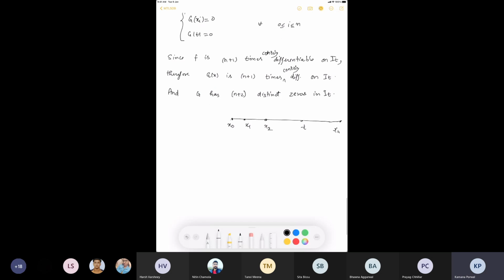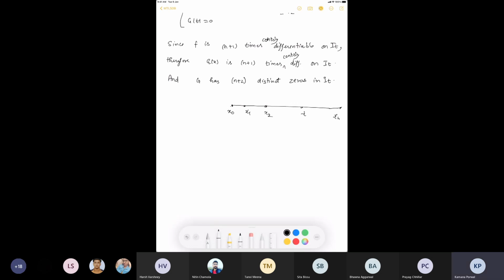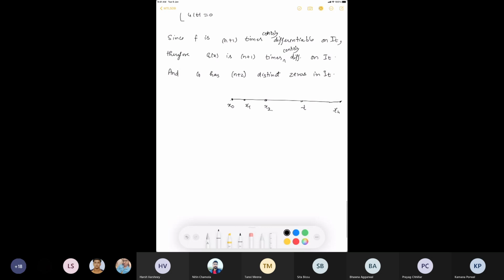So what can we say about the zeros of G prime? Suppose G has n plus 1 distinct zeros in this interval, then what will happen to the zeros of G prime? How many zeros will the derivative of G have? Can you use the mean value theorem and say something? If G has n plus 2 distinct zeros, then G prime will have n plus 1 distinct zeros. Because if you apply the mean value theorem, what do we have?